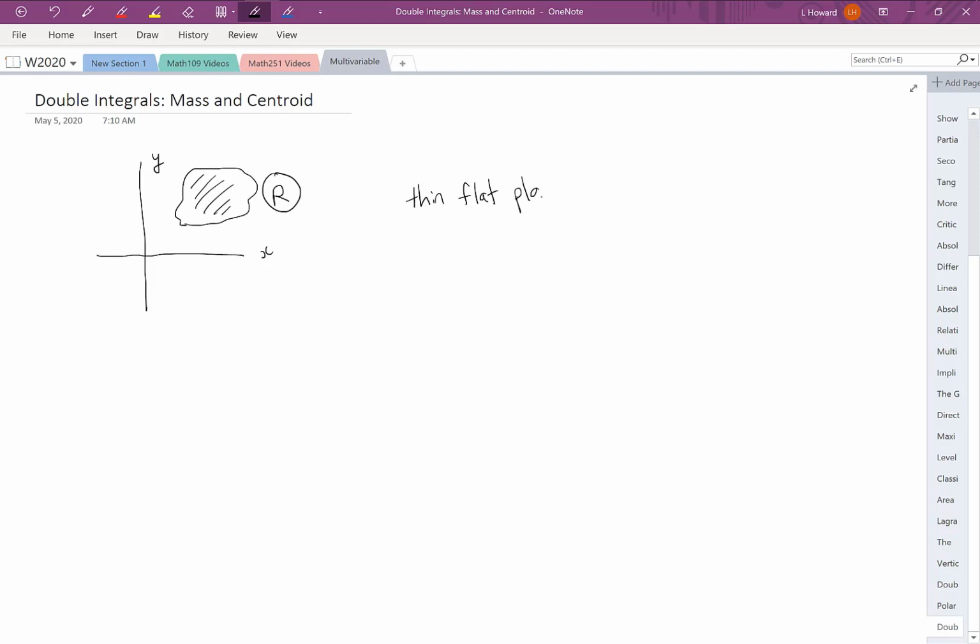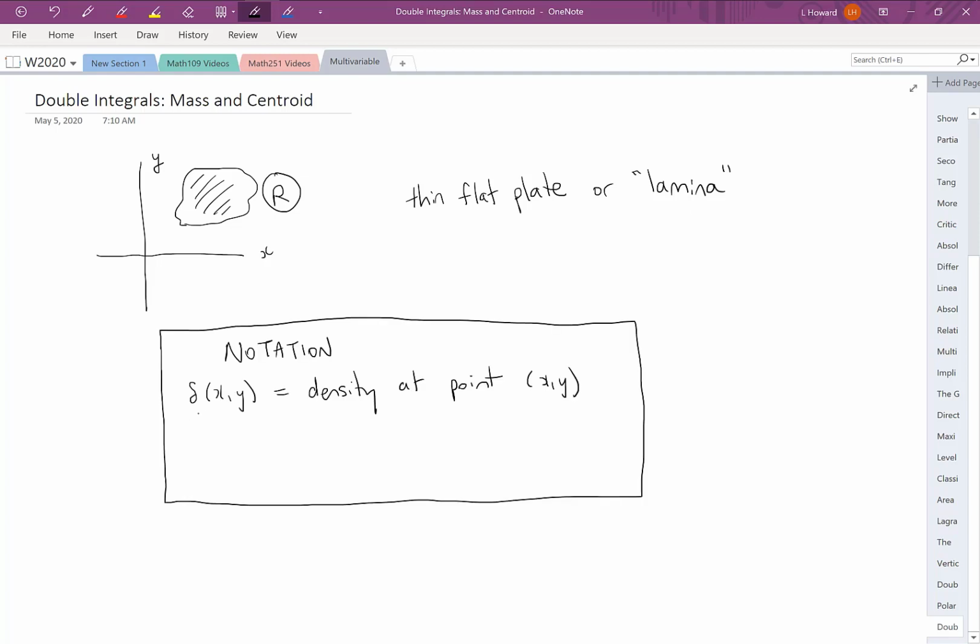Could be something like a metal plate. And this is sometimes called a lamina, if we want to be formal. So lamina or just thin metal plate. Little delta is a function of x, y and it represents the density at point x, y. That little bit of thickness that the metal plate has is going to be built into the density. So the density only depends on the x and y coordinates.